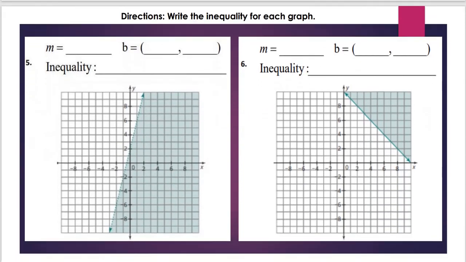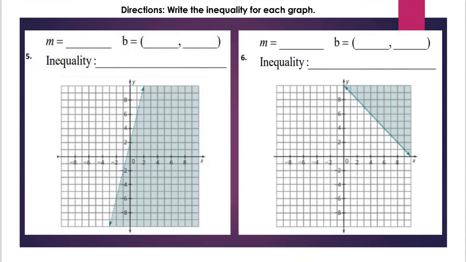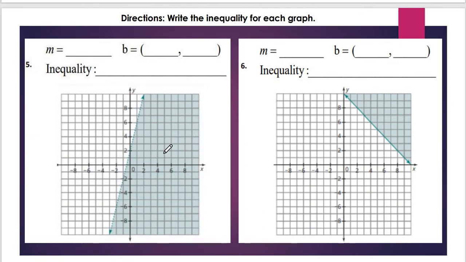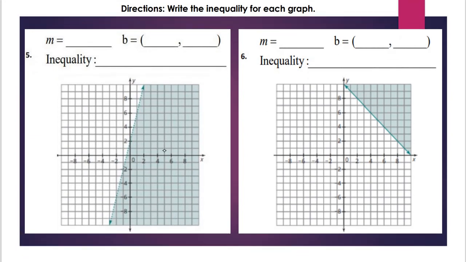Now let's look at these right here. We're going to answer these right here on number 5. So on number 5, you see the first thing that we are going to do is put our Y and Y. I see that this is a broken line and it's shaded down below.